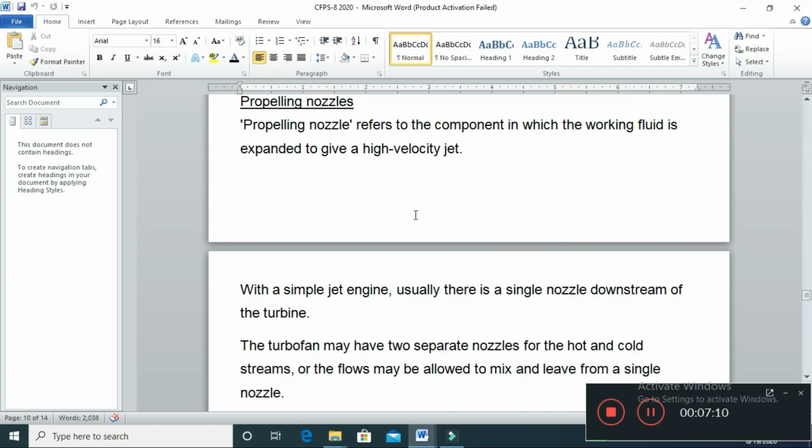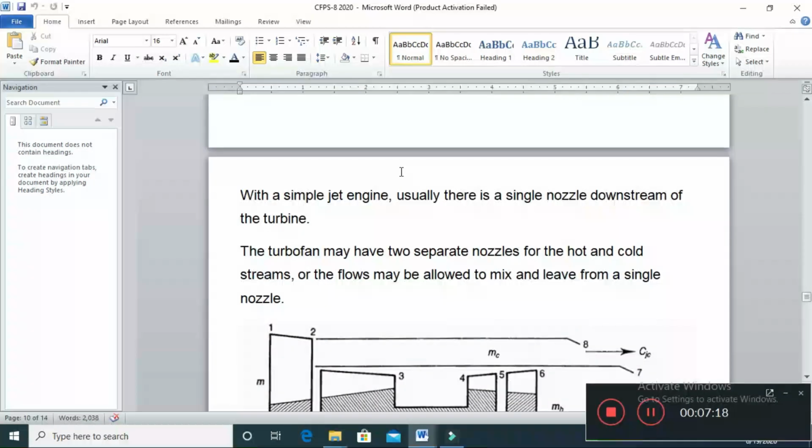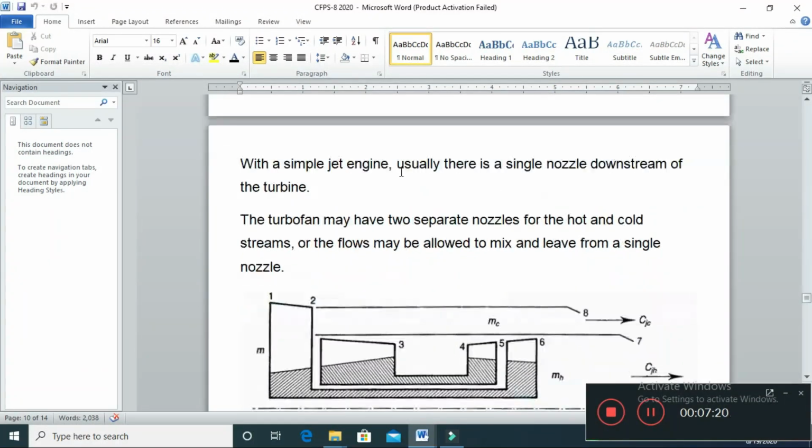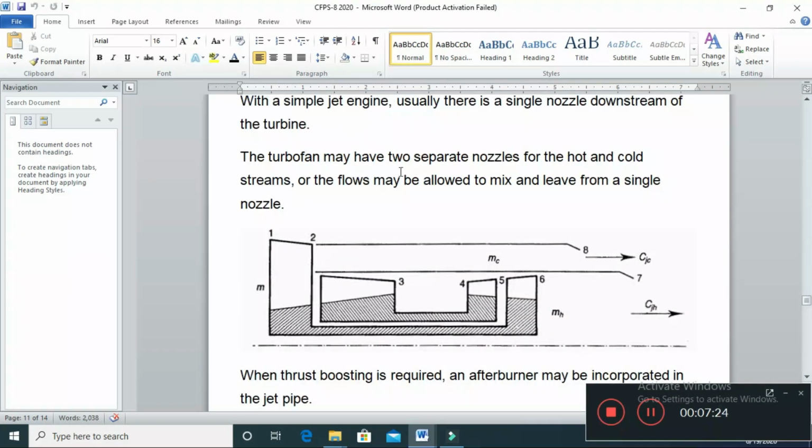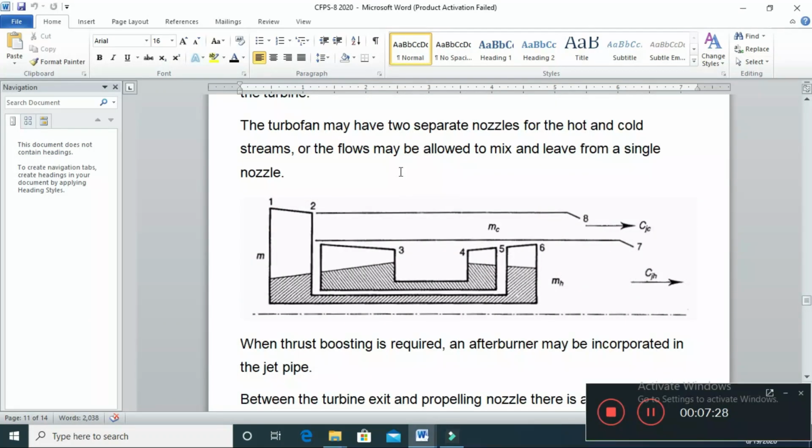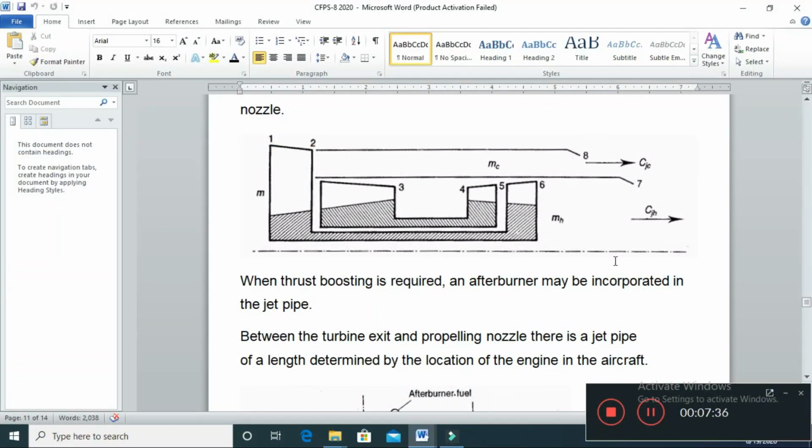Another very important component of the gas turbine is the propelling nozzle. The purpose of the propelling nozzle is to provide a high velocity jet so that thrust can be produced. In the turbojet engine usually there is a single nozzle. In turbofan there are two nozzles, one for the cold stream and one for the high temperature stream.